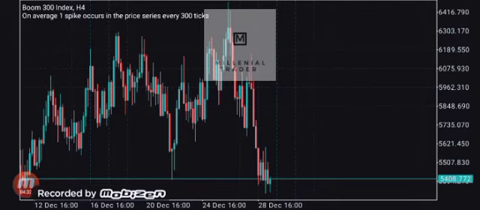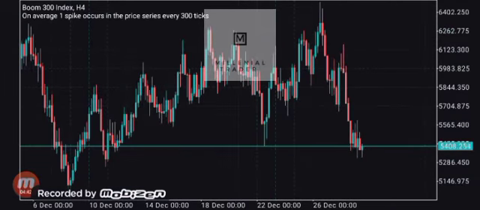Okay, so firstly, this chart, I'm on the Boom 300 index. Remember the higher time frame, I prefer 4-hour charts. So this is the 4-hour chart. The first thing I'm going to look for is my key areas. And what do I mean by my key areas?